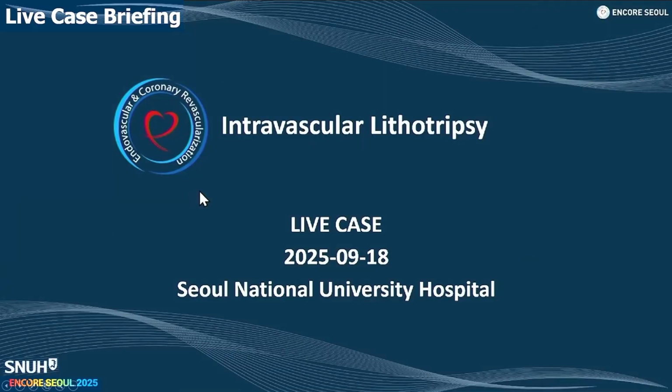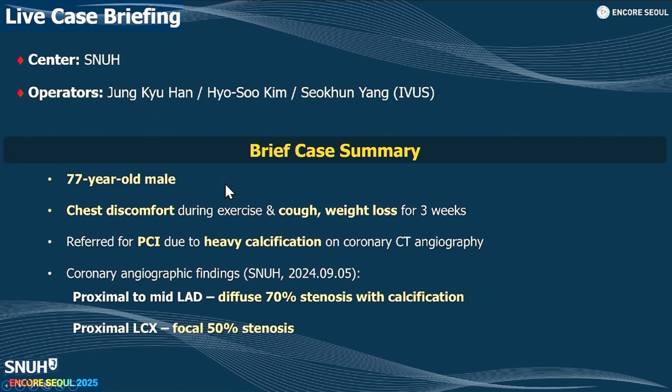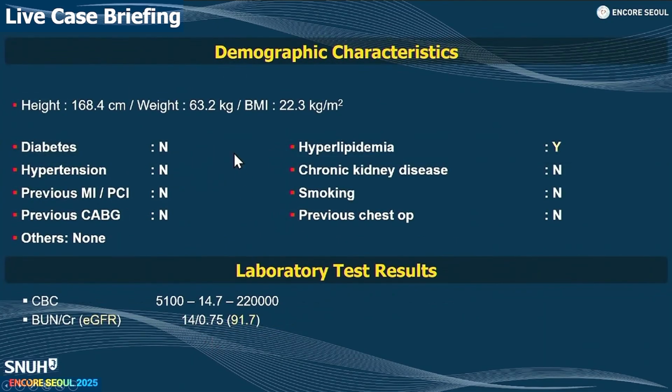So today's case is a 77-year-old male patient. He suffered chest discomfort during exercise, and he was referred to our hospital for PCI due to heavy calcification on CT angiogram. The previous CT angiogram shows a diffuse 70% stenosis with heavy calcification through the mid LAD. It was performed in 2025, not 24. There's an intermediate lesion in the proximal circumflex artery. He had dyslipidemia, and kidney function is good. GFR is higher than 90.